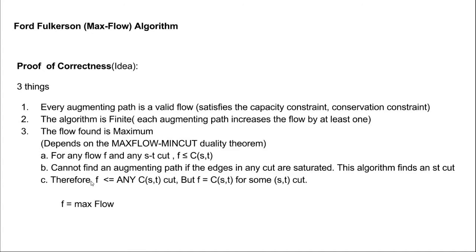B. We cannot find an augmenting path if the edges in any cut are saturated. So the algorithm actually finds an ST cut. C. Therefore, the flow F found by Ford-Fulkerson is less than or equal to the capacity of any ST cut. But it is also equal to the capacity of some ST cut. Therefore, F is equal to the max flow.